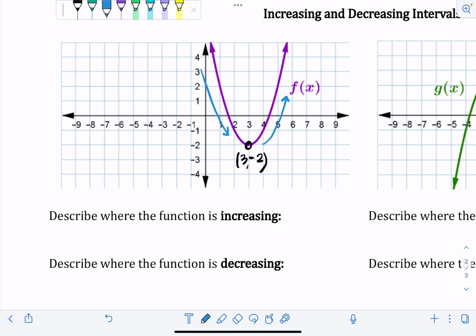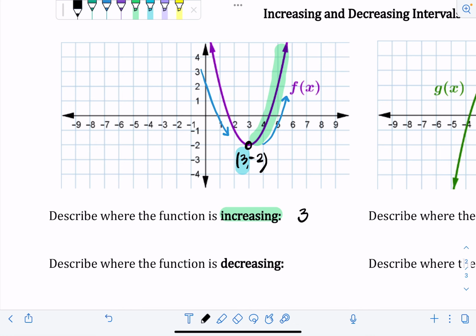Since we're following the graph from left to right, the point that dictates left to right is the x-coordinate. So now we're focused on the x-coordinate of the vertex as opposed to the y, like we were with the minimum and maximum, because we're going left to right instead of up or down. If we want to describe where the function is increasing, that's when it's going up. So it's increasing over here. The point where it starts increasing is at the x-coordinate of the vertex, which is 3.